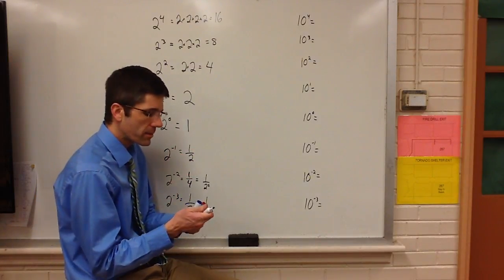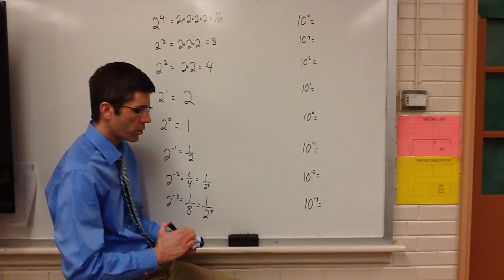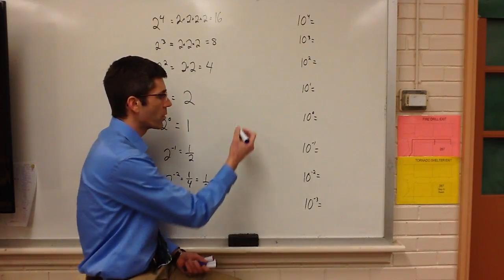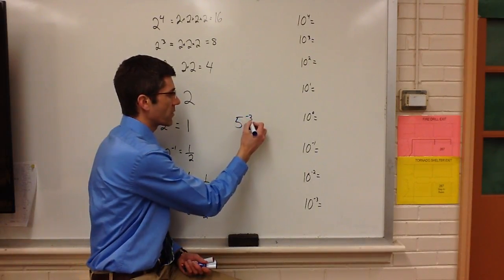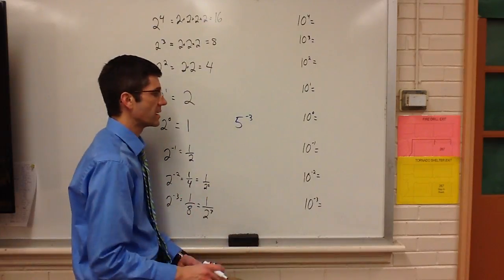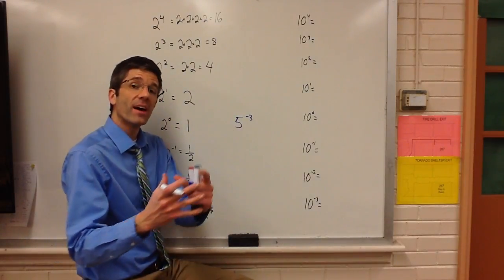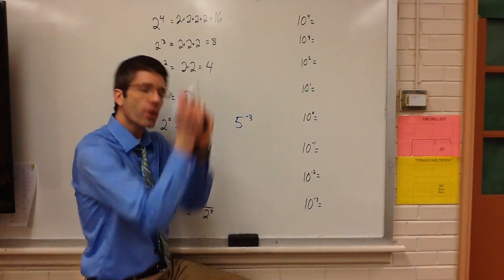So let me pause right here and write a really quick example. If I gave you 5 to the negative 3, what that means is I'm going to take that 5 and send it to the denominator.